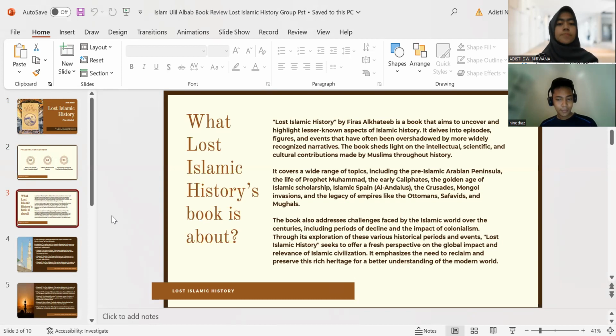of colonialism. Through its exploration of these various historical periods and events, Lost Islamic History seeks to offer a fresh perspective on the global impact and relevance of Islamic civilization. It emphasizes the need to reclaim and preserve this rich heritage for a better understanding of the modern world.